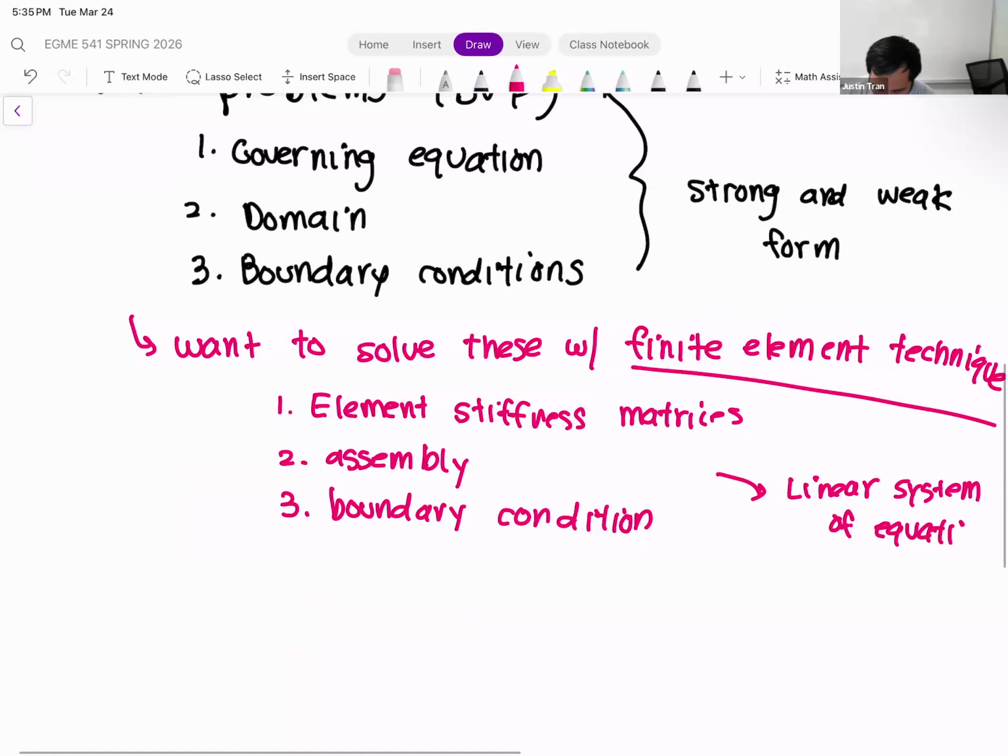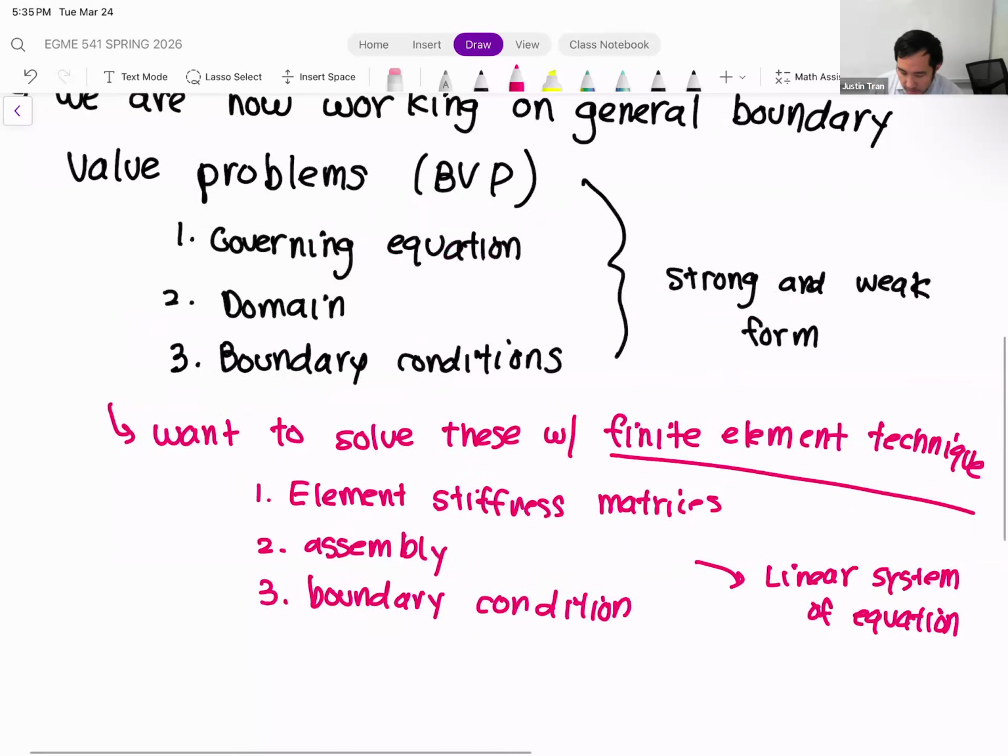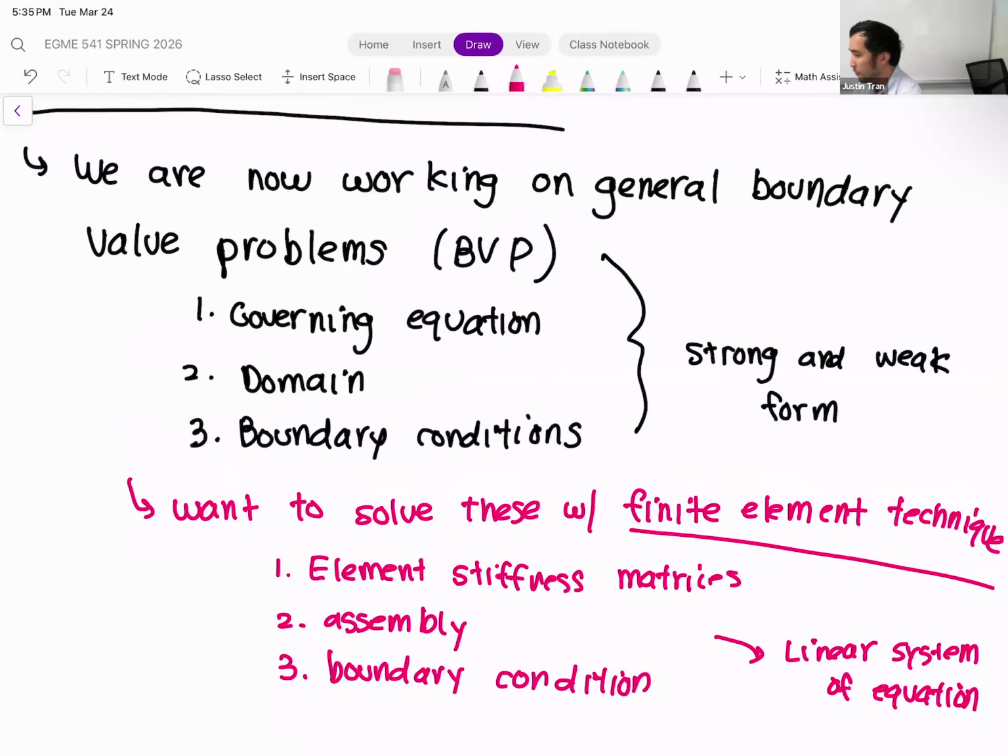Essentially, one way you can think about this is that we're using the finite element technique to take a system that's governed by a differential equation and instead formulate it as a system governed by a linear set of algebraic equations. So we're going from a differential equation to an algebraic system of equations.